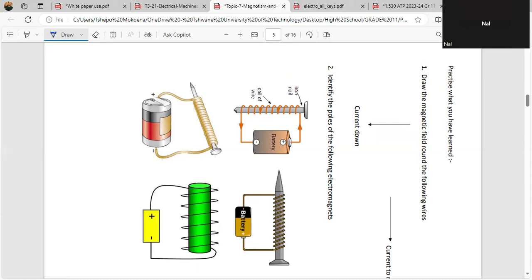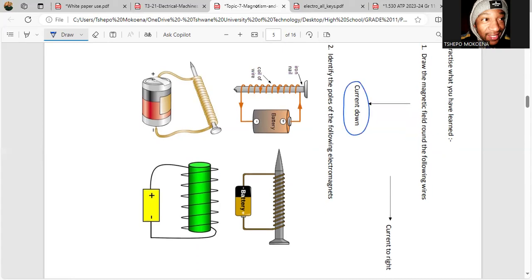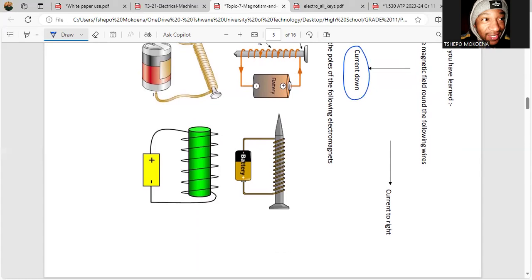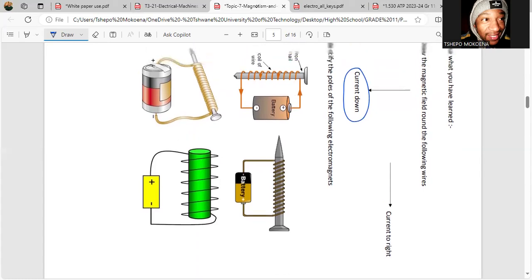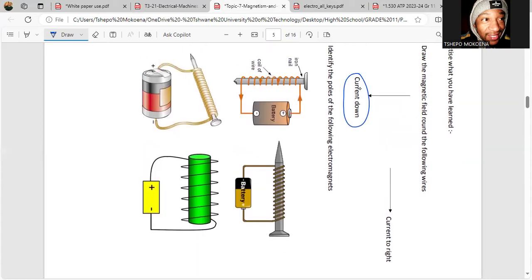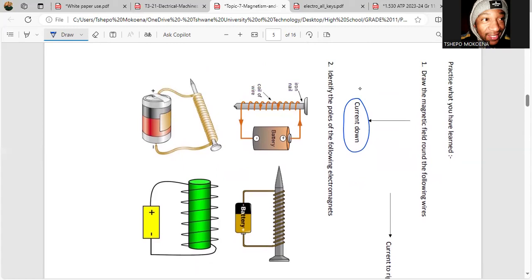Okay, so look then. I'm saying to you, the curled fingers is the current, like they say here. And then the thumb will represent the direction of the magnetic field. Direction of the magnetic field.